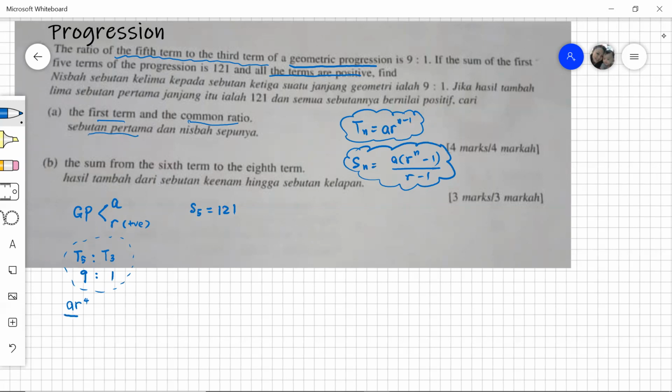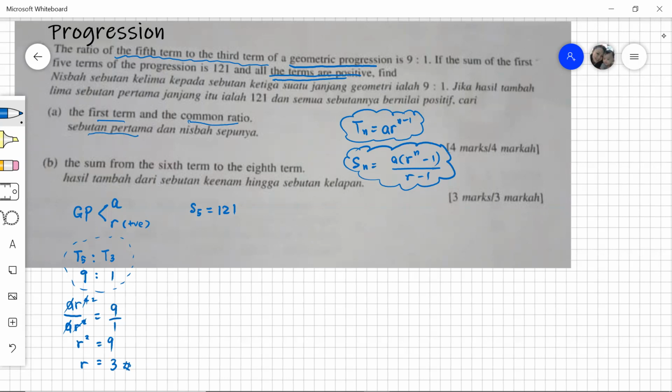Okay, so over here, AR to the power 4 over T3, which is AR to the power of 2, equals 9/1. And you notice that we can actually simplify this. R to the power 4, after we simplify with R to the power 2, is left with R squared equals 9. Therefore, R equals positive 3. Negative 3, we reject it. Why? Because it says all the terms are positive. So R equals 3. All right, so we found R. Next, we find A. How do we find A?